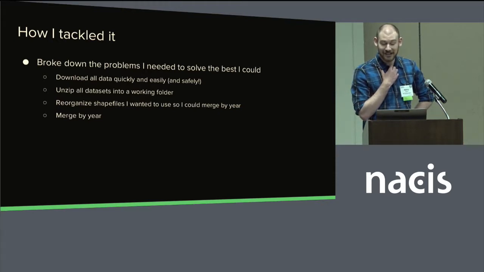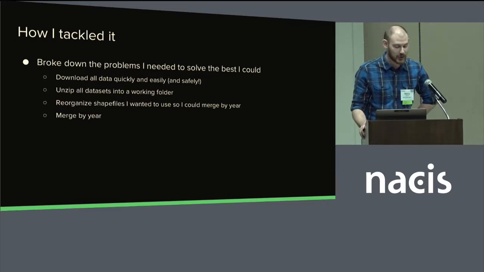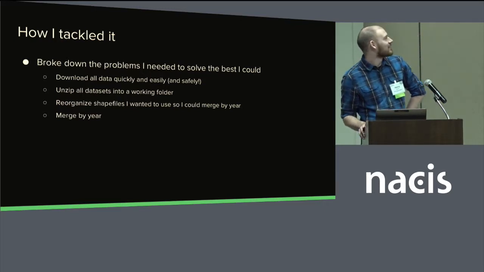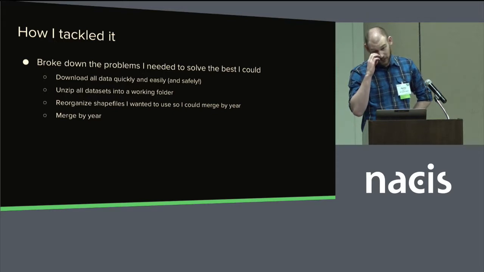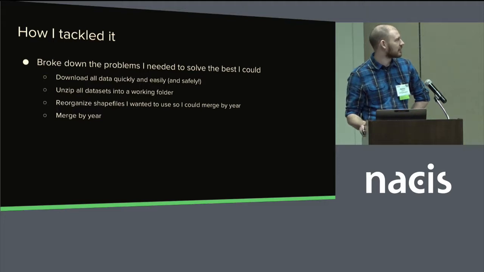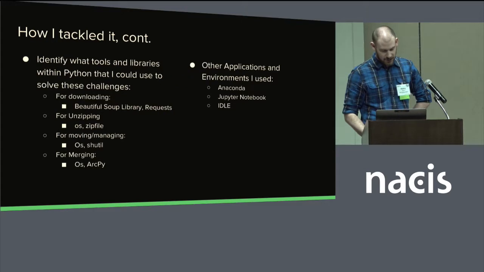And I summed up these main processes, which was to download all the data quickly, easily, and safely, unzipping all these data sets into a working folder, and reorganizing the shapefiles I wanted to use so I could merge them by year for the 500-year intervals between 20,000 and 10,000 years BCE, and then merge by those year intervals so I could get a representation that takes it from its furthest extents to its smallest extents. And I used a number of Python libraries and applications to do that.